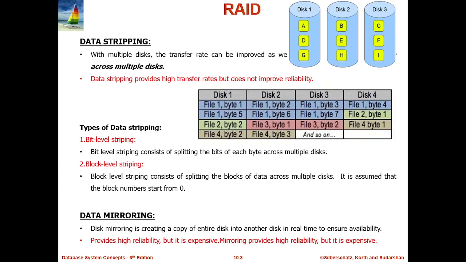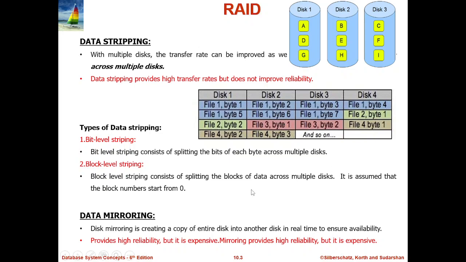Data striping. With multiple disks, the transfer rate can be improved as we stripe data across the multiple disks. Data striping provides high transfer rates but does not improve reliability. There are two types of data striping: bit level striping and block level striping. Bit level striping consists of splitting the bits of each byte across multiple disks. Block level striping consists of splitting the blocks of data across multiple disks. It is assumed that the block numbers start from 0.